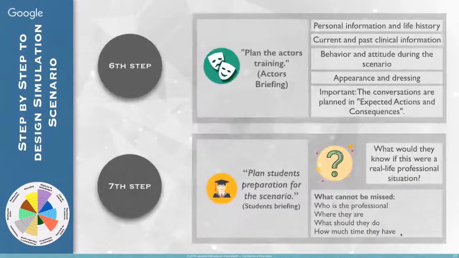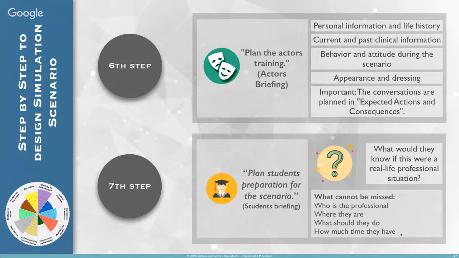The sixth step to plan is the actor's briefing. Here you need to describe all personal information about the character, current and past medical history, information about their families, how they will behave in the scenario, if they will look nervous, collaborative, sad, or angry, the appearance, right? How they should dress for the scenario is very important as well, to create a realistic environment, a realistic experience.